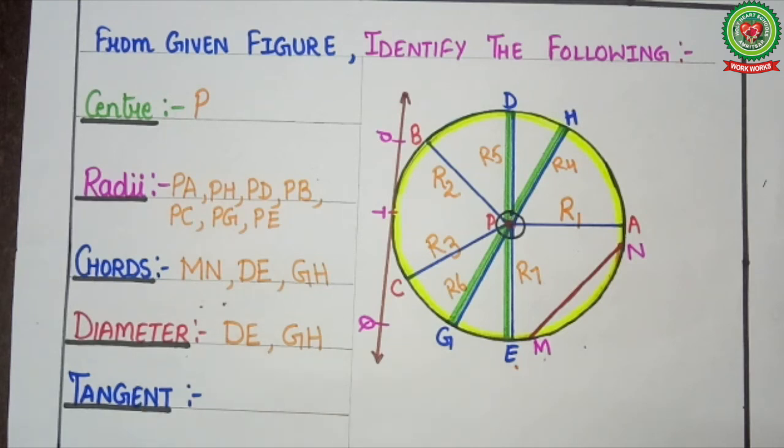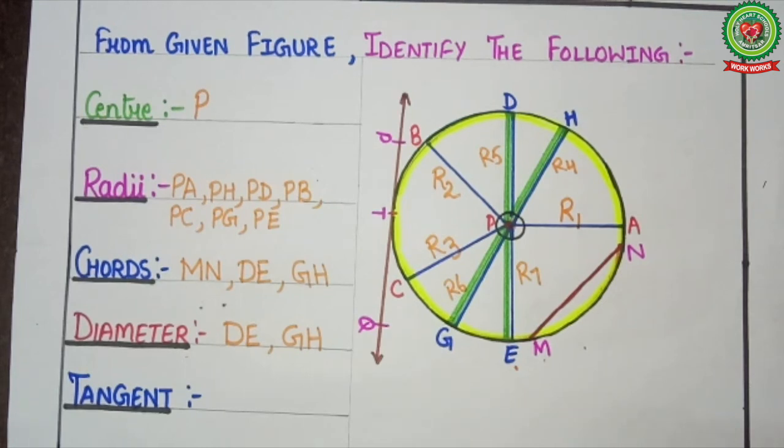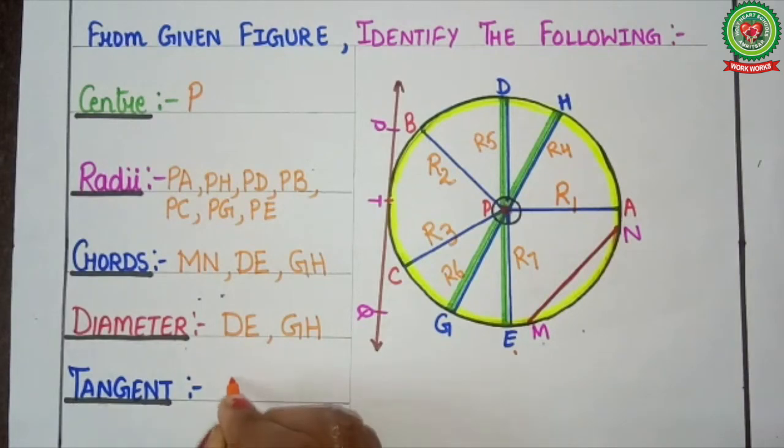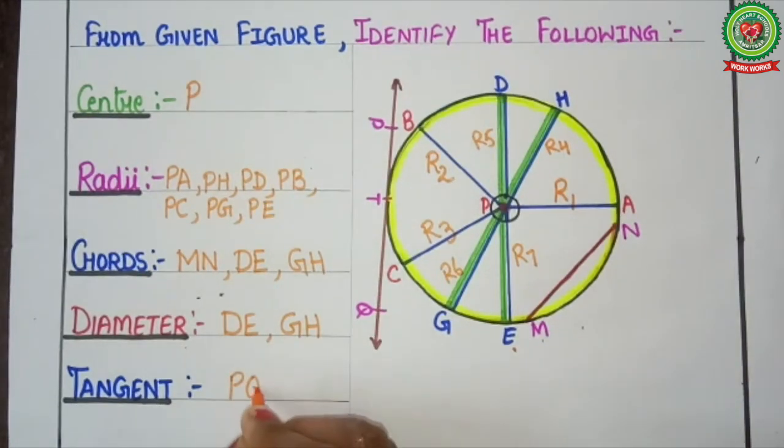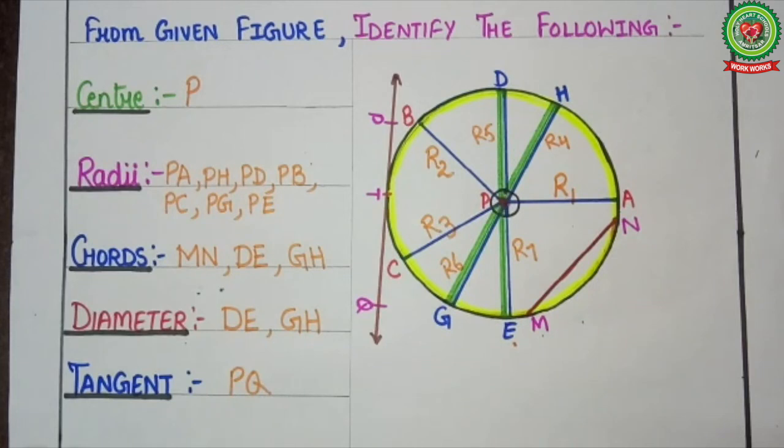Now next, tangent. Which line here is passing through the outside of the circle and touches only at one point? Right. PQ is passing externally and touches at point D. Therefore, here PQ is tangent of the circle.